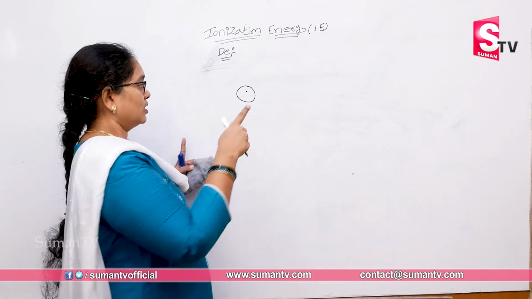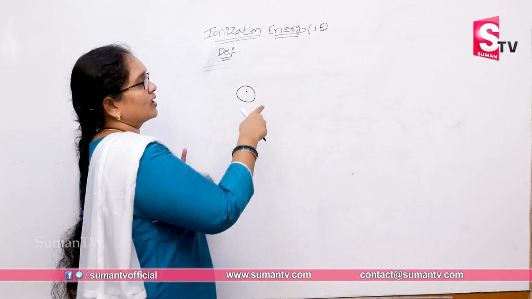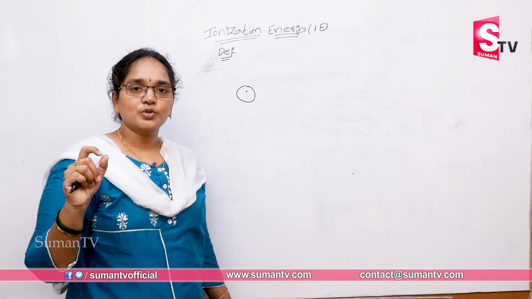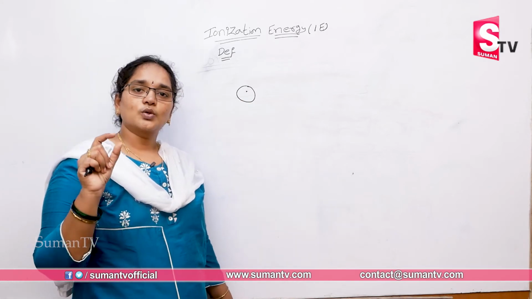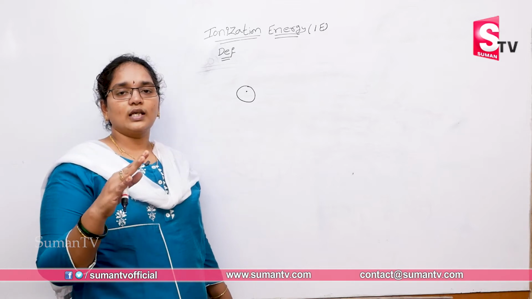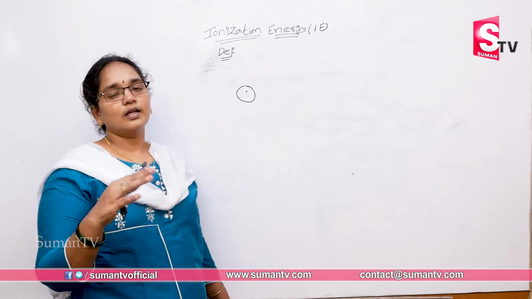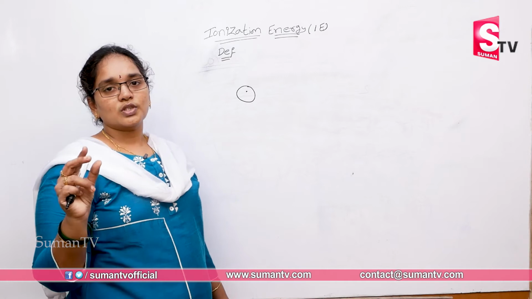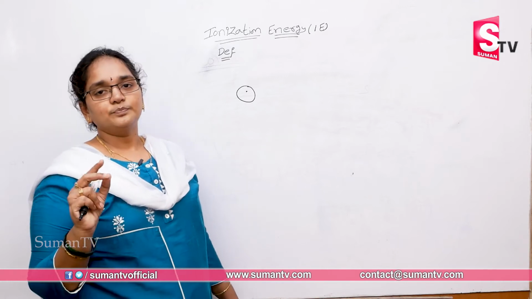We have to remove the electron from a neutral atom. When the atom is in its atomic state only, it's neutral. If it loses or gains an electron, it becomes an ion. So neutral means the atom.